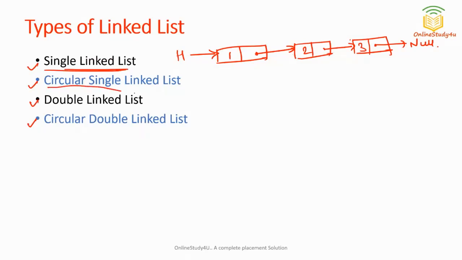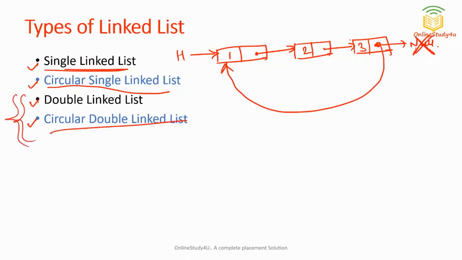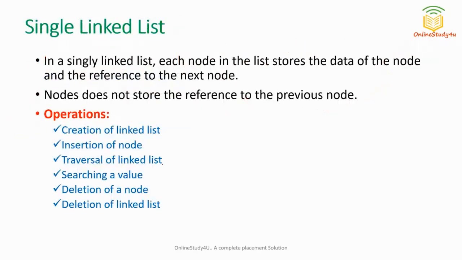Now what is a circular linked list? Circular linked list is what? If we remove this null and our last node is pointing to the first node. So you can see it is a circular structure. If you start iterating it, it will get repeated and repeated. Okay, after the third it will again come to 1. So that is a circular linked list. Now what is a double linked list and what is a circular double linked list? We will discuss later when we move to that part. So let us start with the first linked list, that is a single linked list.